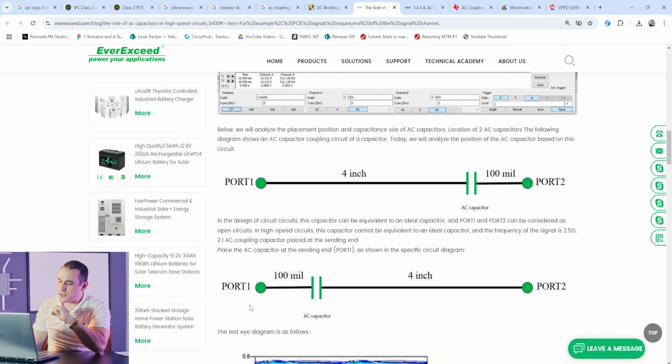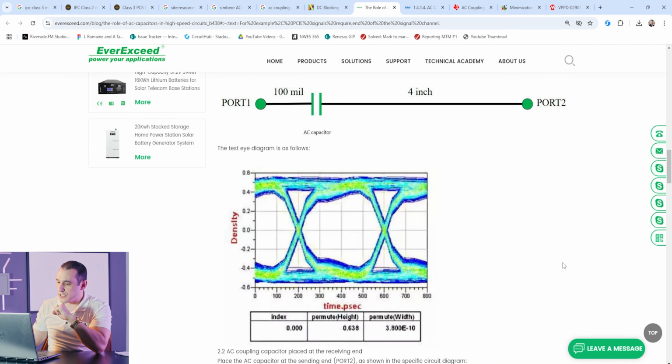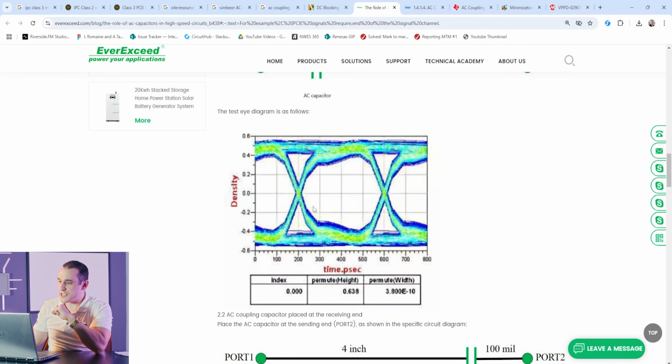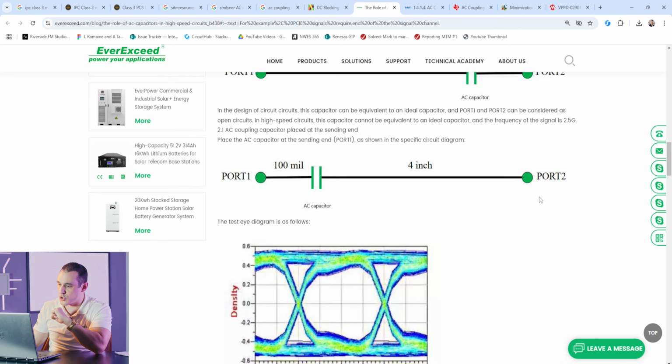And then they have the opposite. They're driving at port 1, they place the caps close to port 1, and then they receive at port 2. Let's take a look at their test eye diagram. Here you can see on their first eye diagram, it looks pretty open. There's just a little bit of degradation right here leading up to the high voltage level, but you can see here that it is pretty much an open eye. So it doesn't appear to have major degradation from placement close to the driving port.